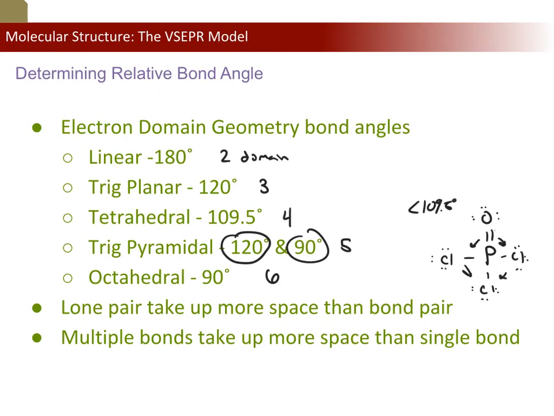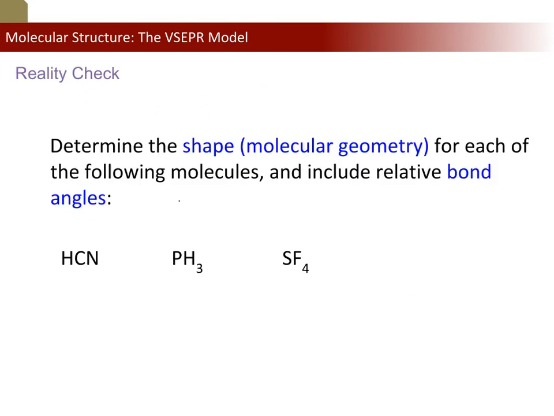If it was a true single bond between the oxygen and the phosphorus, it would be a nice even 109.5 around them. But because there's 2 pairs of electrons there, it's going to squeeze the bond angle between the chlorines to less than 109.5. Let's try a couple practice problems to check to see if you understand what's going on.